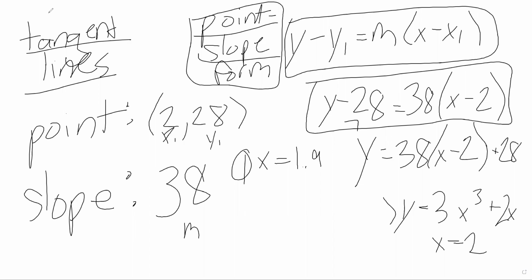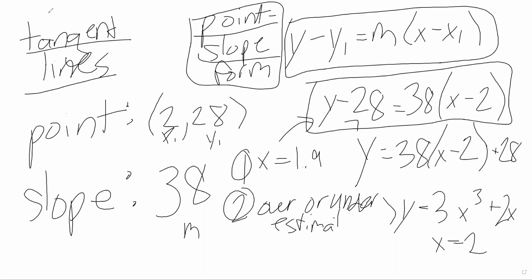So that's the first thing that you could be asked. Remember, all you have to do is plug that number back into your tangent line equation, right? The second thing you could be asked is over or under estimation. And what do I mean by over or underestimation?